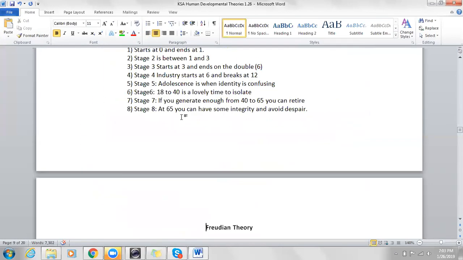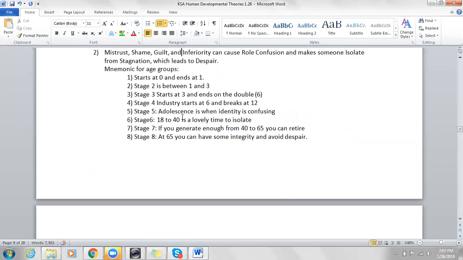And then the ages. The mnemonic starts at 0 and ends at 1. Stage 2 is between 1 and 3. Stage 3 starts at 3 and ends on the double, which is 6, so 3 to 6. Stage 4, industry, starts at 6 and breaks at 12, starts at 6, ends at 12.